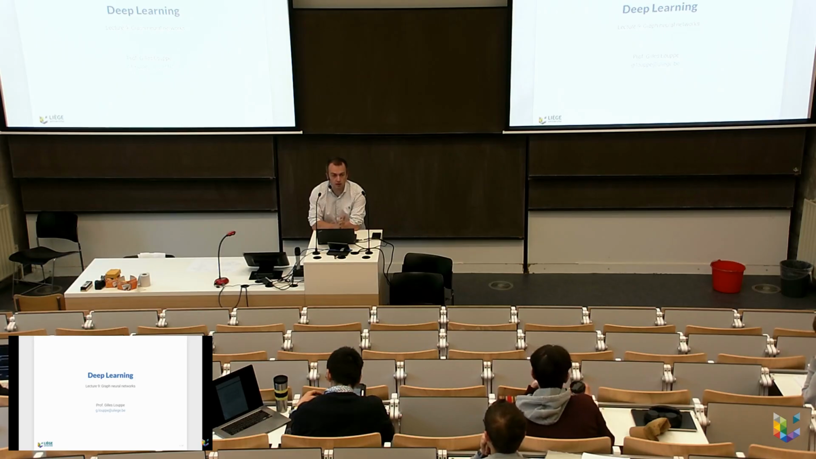Then we talked about attention layers and transformers, which we've used basically to process sequences or sets. And today we'll talk about graph neural networks, which is an architecture to deal with graphs.